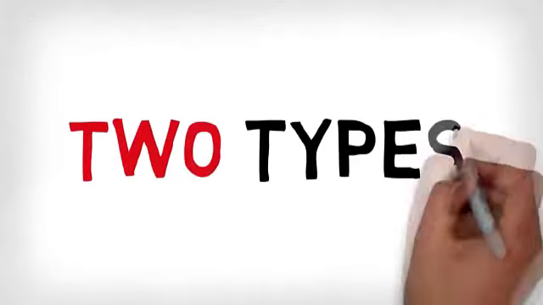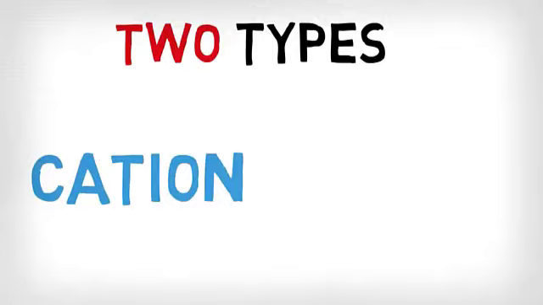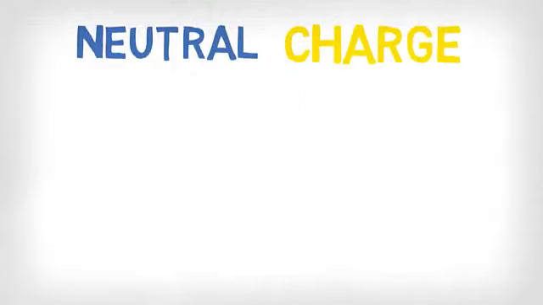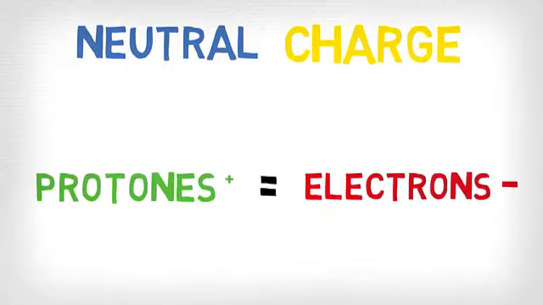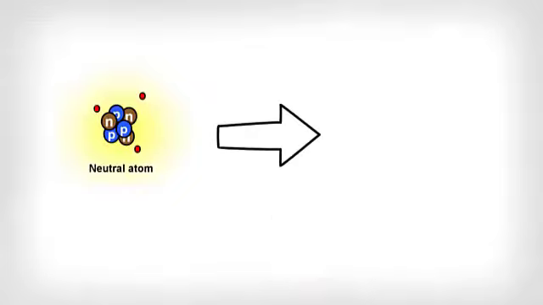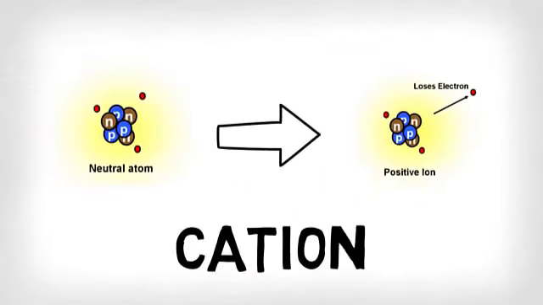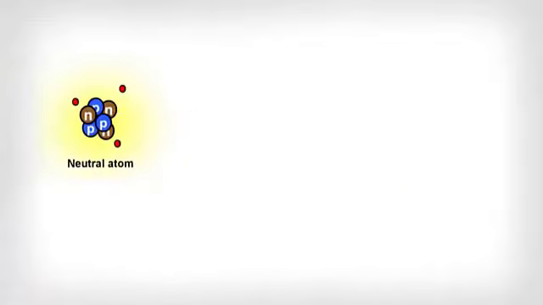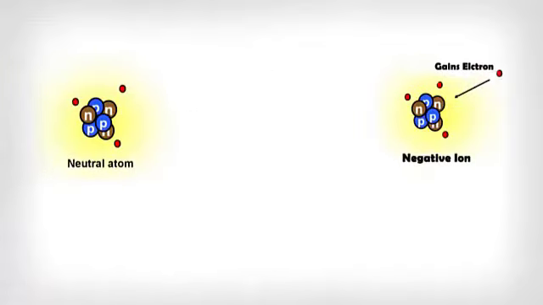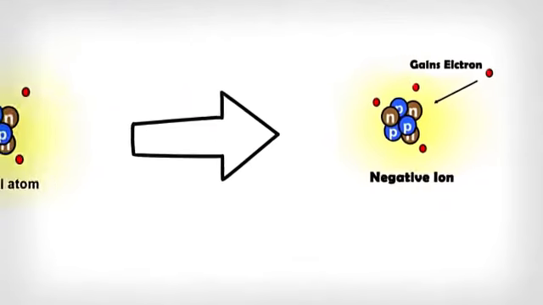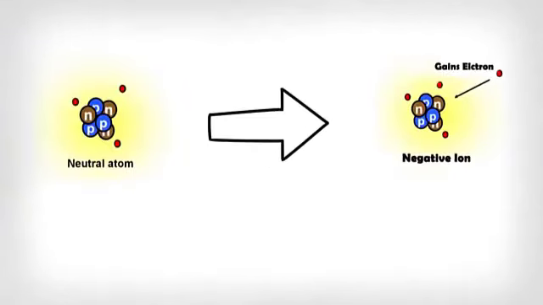There are two types of ions, cations and anions. All atoms have neutral charge because they have an equal amount of protons and electrons. But when an atom loses one or more electrons, it becomes a positively charged ion. And this type of ions are called cations. But when an atom gains one or more electrons, it becomes a negatively charged ion. And this type of ions are called anions.